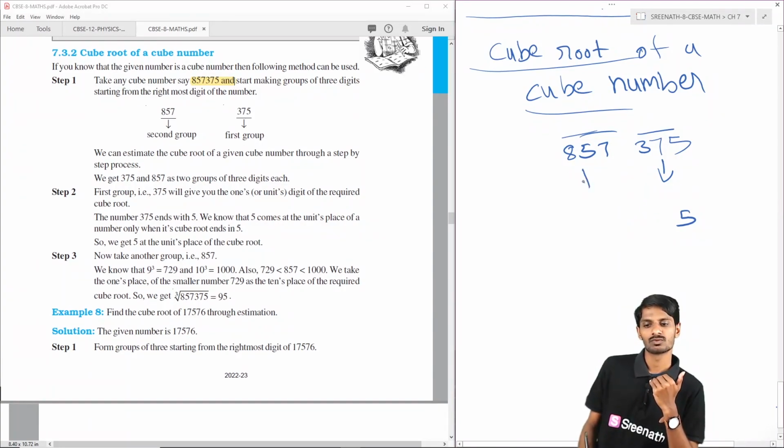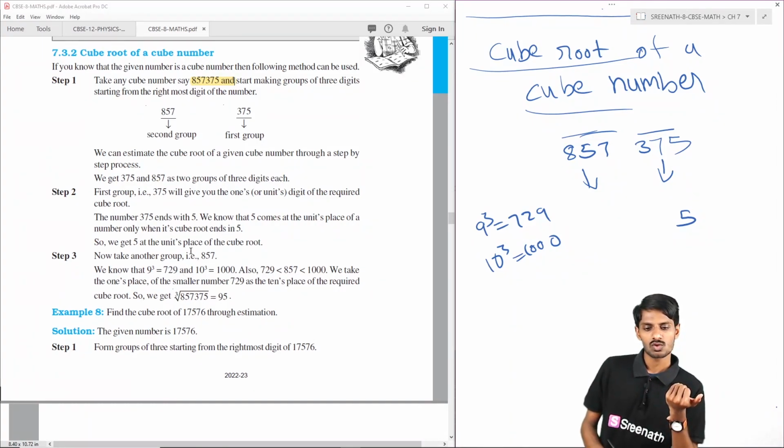Now take the other group. We know that 9 cube is 729, and 10 cube is 1000. So 857 lies between these two cubes. It lies closer to 729, so we take the ones place of the smaller number 9 as the tens place of the required cube root. So we get 95.